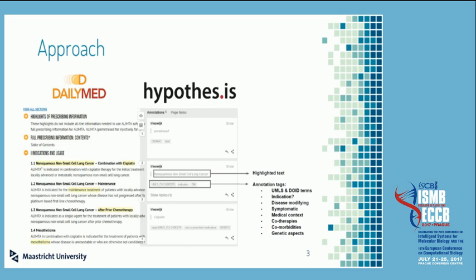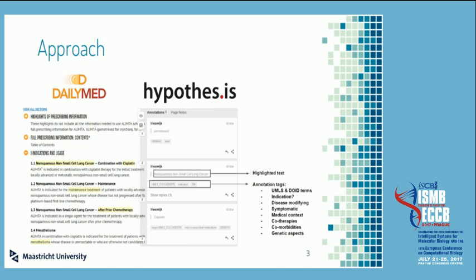Specifically, we focus on the UMLS ontology and the human disease ontology. And we also highlight and tag contextual information about the usage of the drug. For example, comorbidities for the indication, co-therapies for the drug, and other aspects as you see listed there.